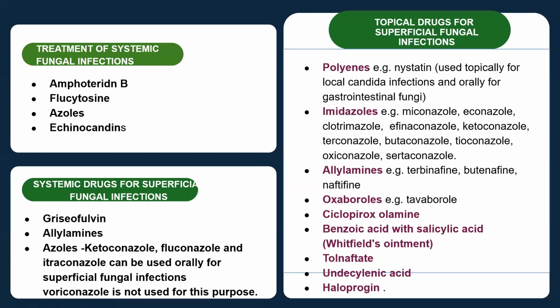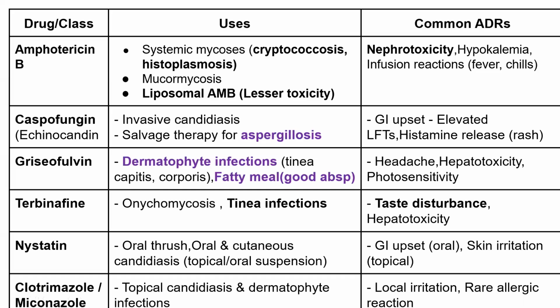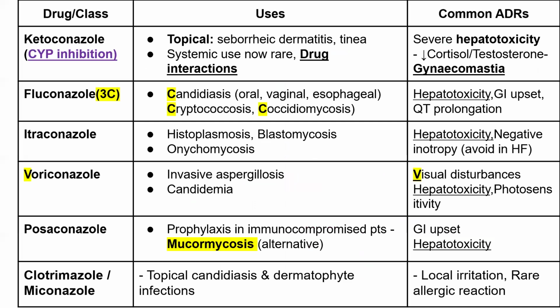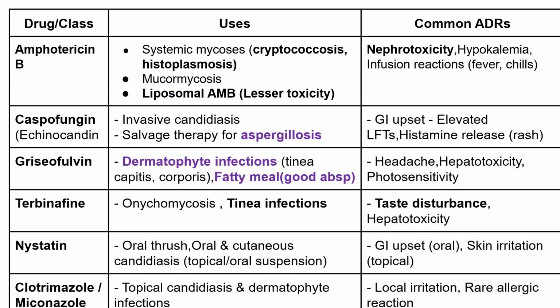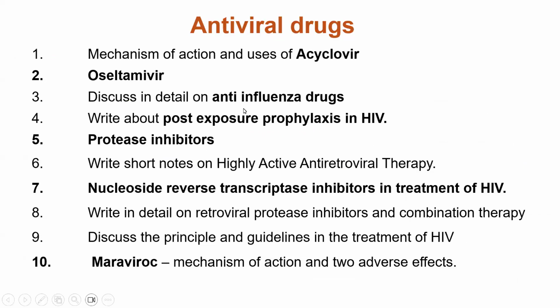And if you want, you can refer to this slide, but it's very difficult to remember everything. So at least remember fluconazole, it's commonly asked, and for azoles, try to remember all the points. And coming to next, antiviral drugs. So acyclovir and oseltamivir, anti-influenza drugs, are commonly asked, and in HIV, NRTIs, protease inhibitors, and post-exposure prophylaxis are commonly asked in HIV. Okay.